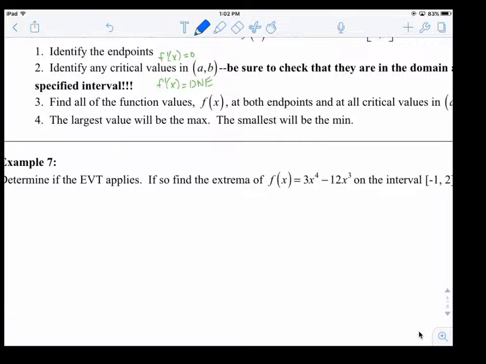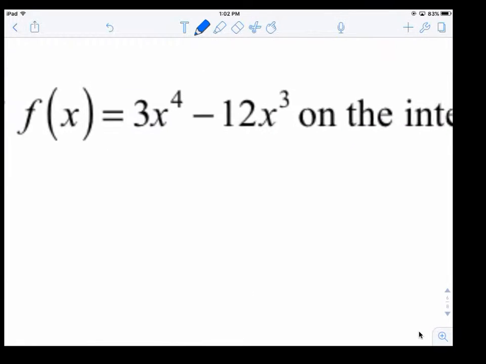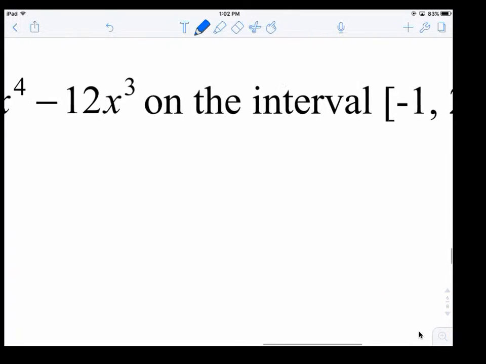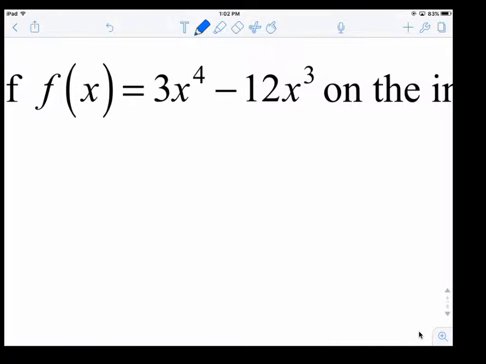All right, so determine if the EVT applies. If so, find the extrema of f of x from -1 to 2. What type of function is that? So what is its domain then? What's the domain of a polynomial? Regardless of whatever I plug in, I'm always going to get an answer out. So if it's continuous for all real numbers, it's going to be continuous on -1 to 2. All right, so the EVT is going to apply. So we are going to find a max and a min.